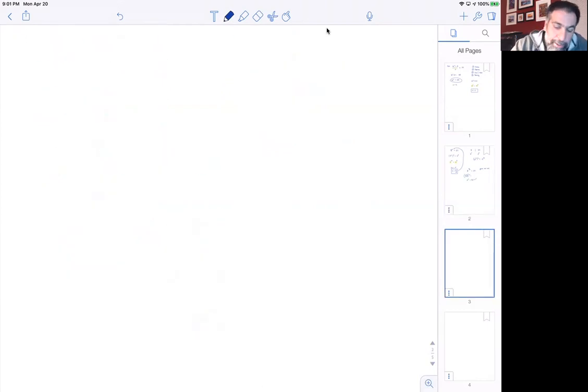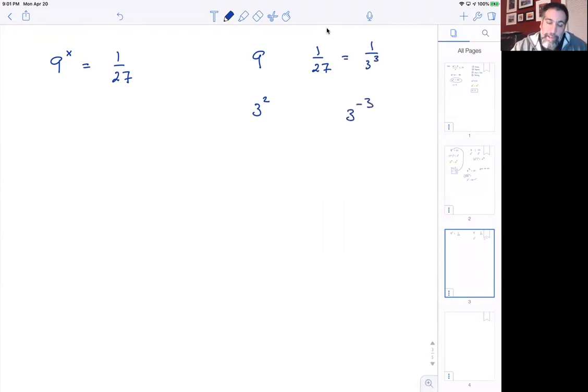Next example I want to do is 9 raised to the x equals 1 over 27. Again, we're looking for a common base between 9 and 1/27. Hopefully you're going to get that it is 3, because 3 raised to the 2nd is 9. 1 over 27 is really 3 to the 3rd on the denominator, which means to bring it to the numerator, I'm going to have to use a negative exponent.